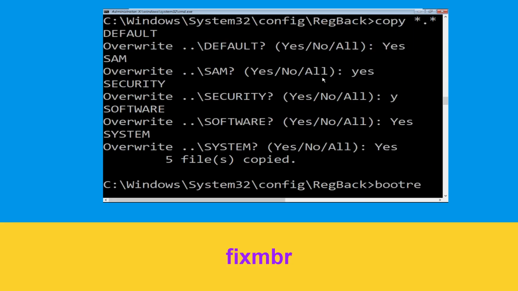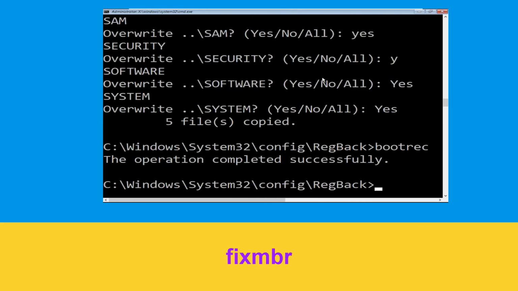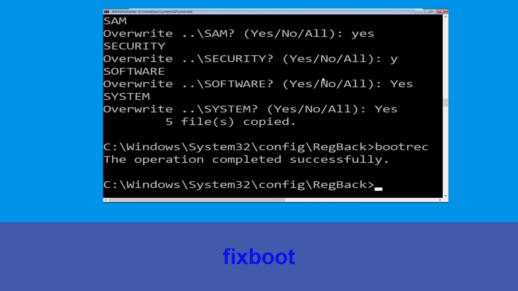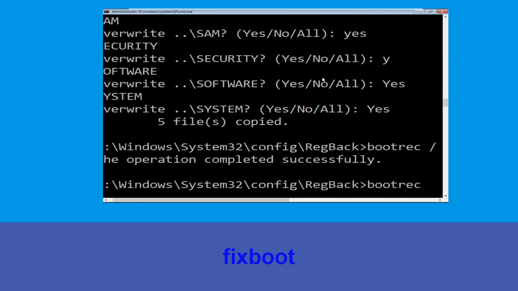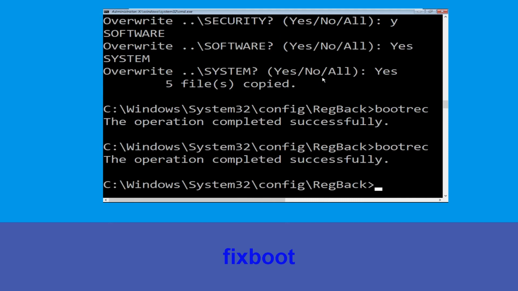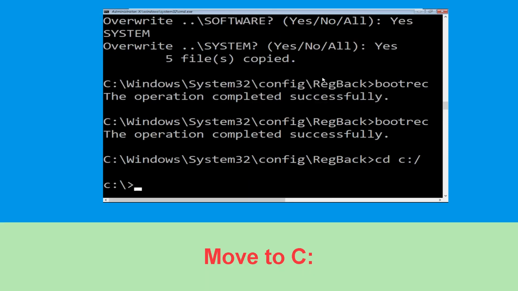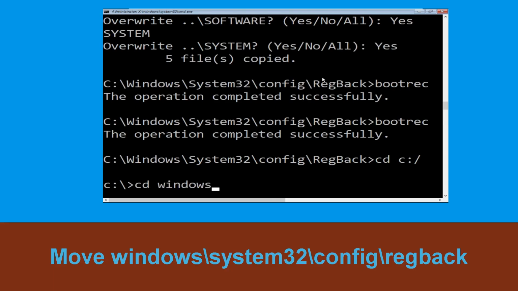Now type bootrec space /fixmbr and simply hit enter. Now type bootrec space /fixboot and hit enter to execute. Type cd space c: / and hit enter. Now type this command cd space Windows /system32 /config /regback and simply hit enter to execute the command.